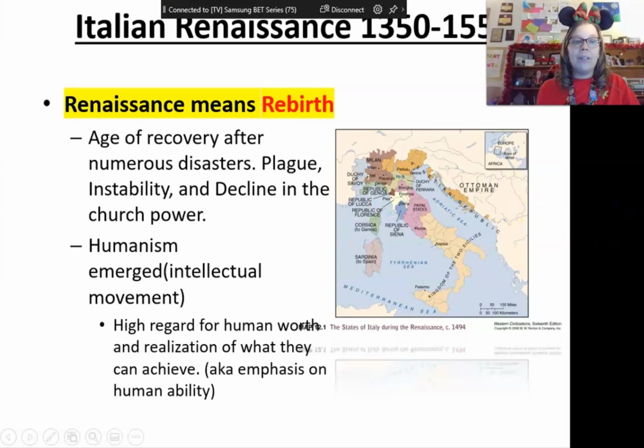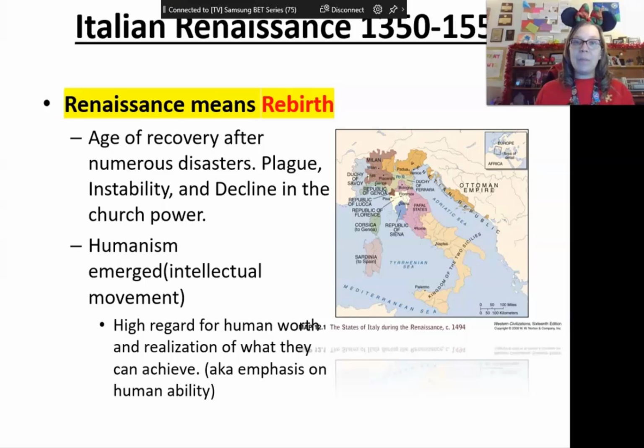To sum up what the Renaissance is, to give you a short version, this is what Europeans call an age of recovery after numerous disasters. After the plague, after years of decline in church power and instability in Europe, this is a comeback period for them. A major thing that comes out of this period is a way of thinking, an intellectual movement called humanism.